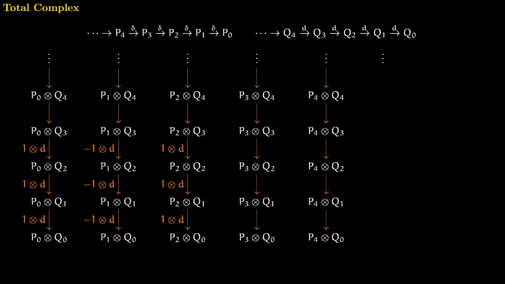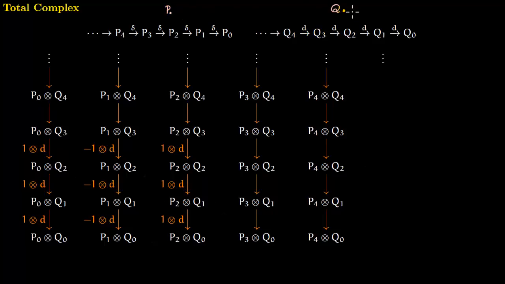So now we produce a total complex from two given chain complexes. Say we are given a chain complex like this, denote this by P, going from P4 to P3 to P2 to P1, and your differential is delta. And you are given another chain complex, say Q, going from Q4 to Q3, Q2, and so on, and the differential or the boundary map given to you is D.